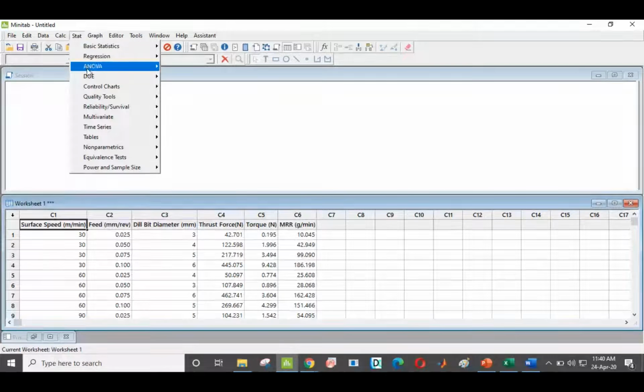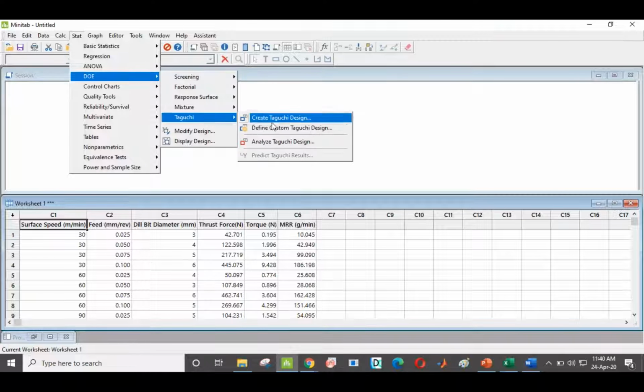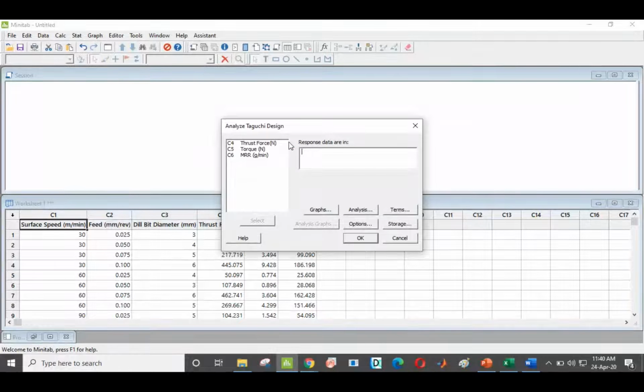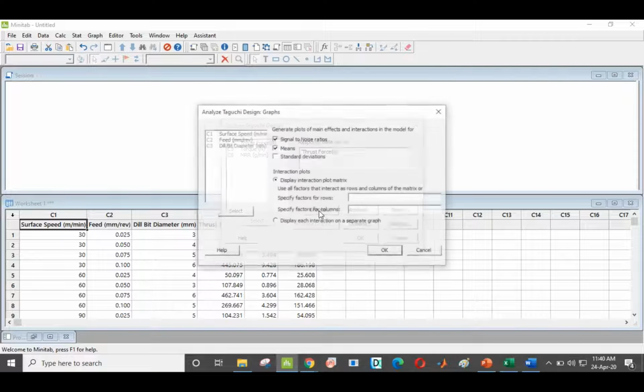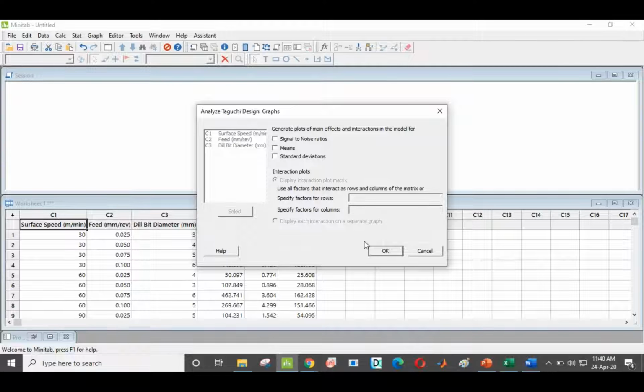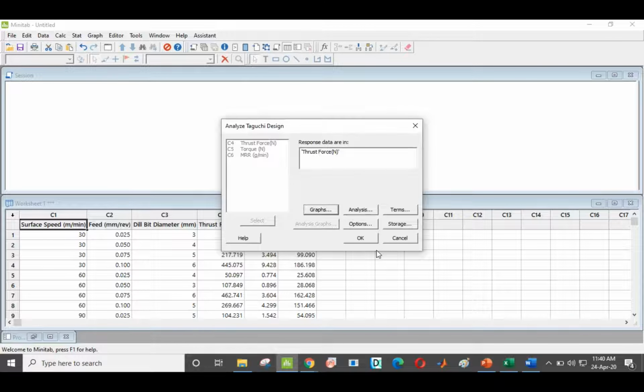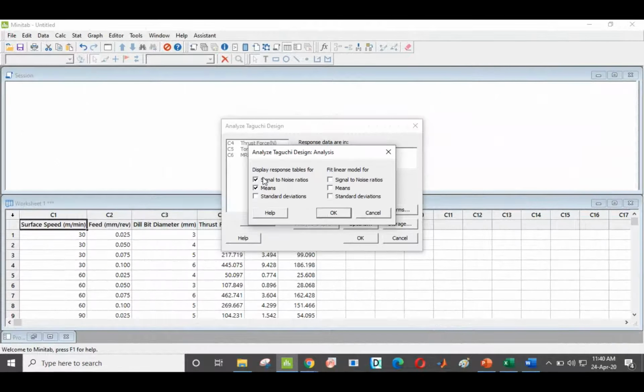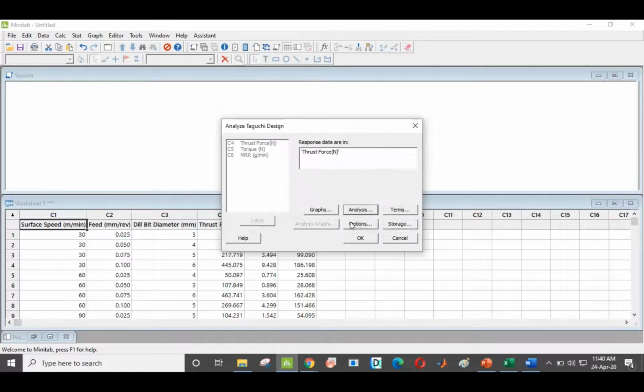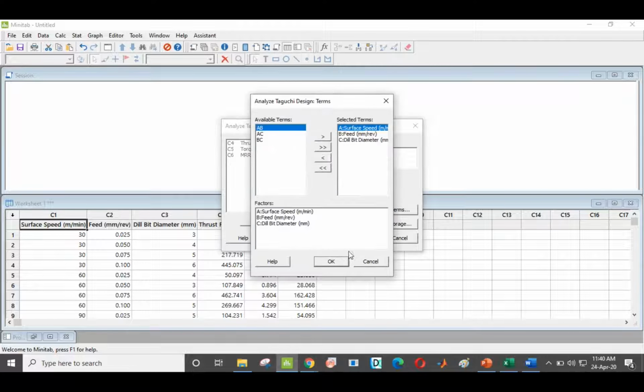Then Stat, DOE, Taguchi, Analyze. But my aim is not to analyze, but to determine the signal to noise ratio here. So first, torque graph. I don't need any graphs. If you want, you can analyze individually; that also you can include. Analysis, no response tables, terms, single terms.